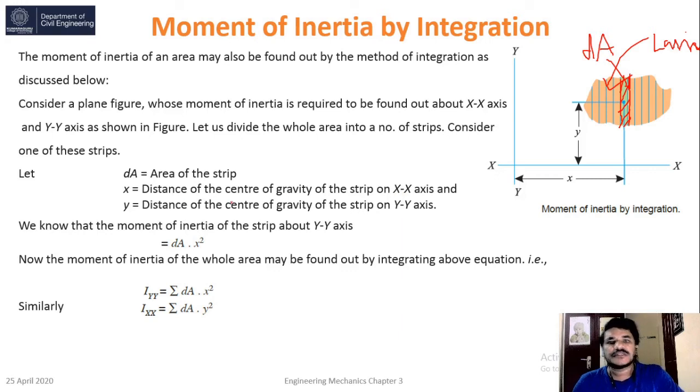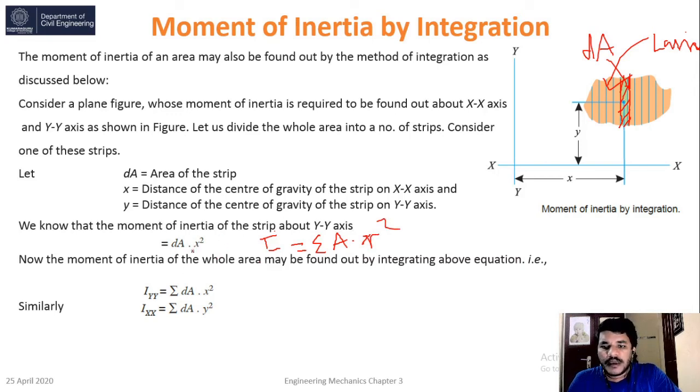Similarly, y is the distance of the center of gravity of the strip on the y-y axis. As we know, the moment of inertia of the strip, the general formula is I equal to summation of area into x or y square, simply called r square. So I am applying this formula to this small strip, which is equal to dA into x square.